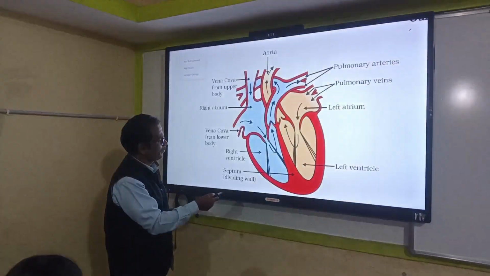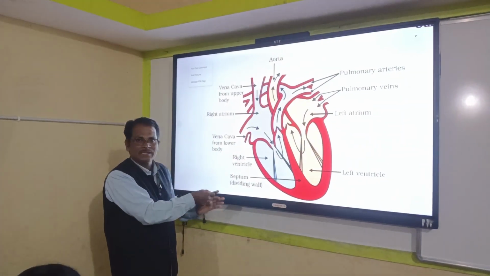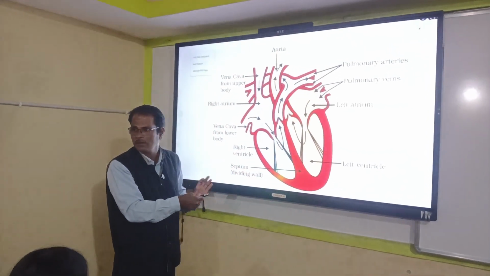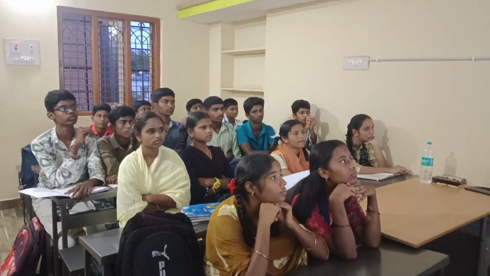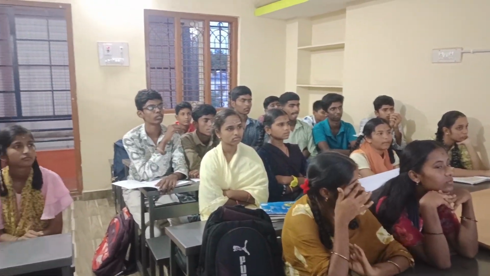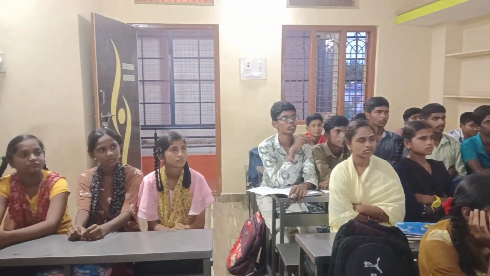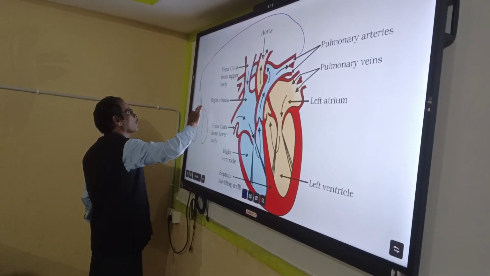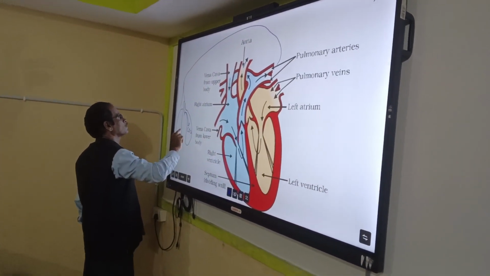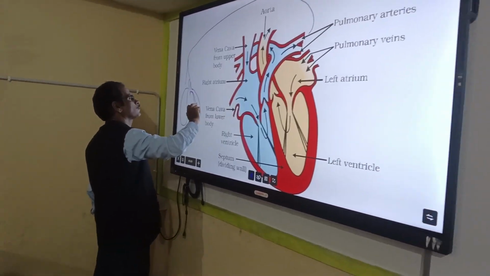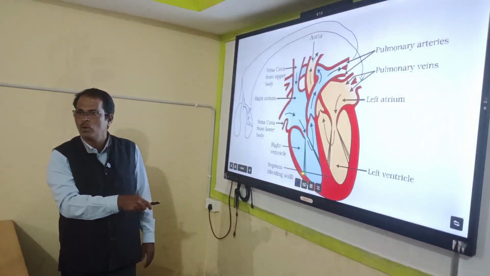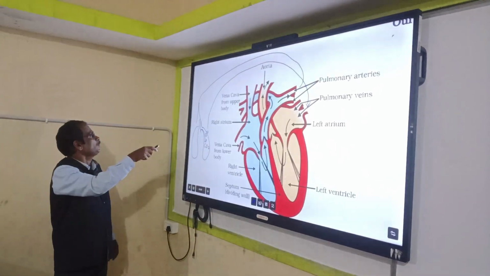What happens after this blood comes here? Is the blood collecting here only? This blood contains carbon dioxide, isn't it? So it has to get purified to remove the carbon dioxide. So this blood will go from here, carbon dioxide, as I told, with blue color. This blood will be going to the lungs.